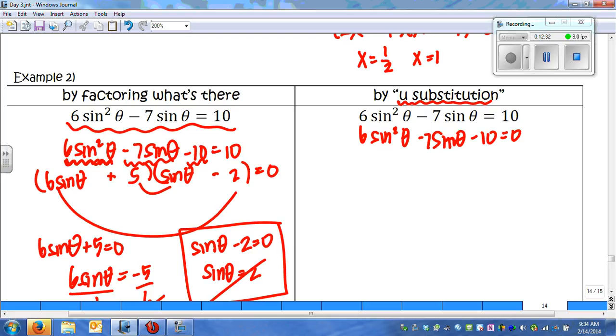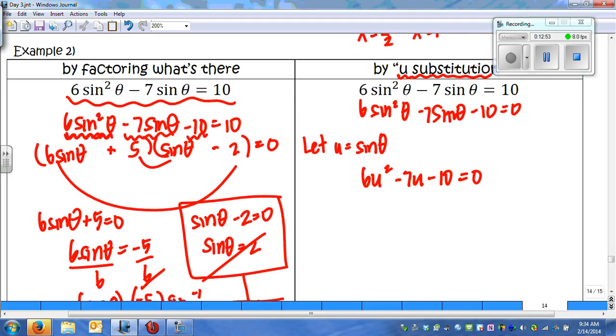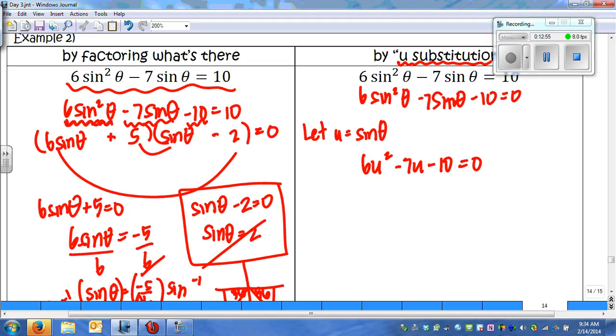In this scenario, the most logical thing to do is let U equal sine of theta. If we are going to represent every sine theta here with a U, this equation turns into 6U squared minus 7U minus 10 equals 0. This is a quadratic that you might be a little bit more comfortable factoring. Factors, of course, are the same, 6u plus 5 and u minus 2. Verify that 5u and negative 12u give you negative 7 in the middle. And we can solve these things for u.